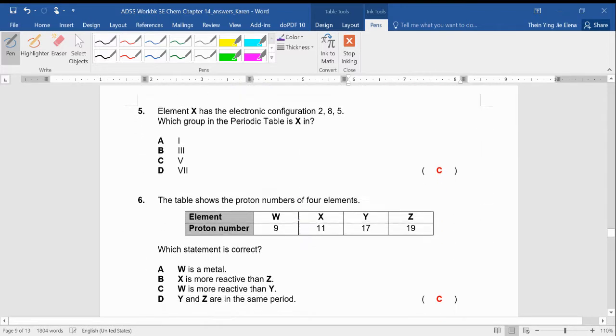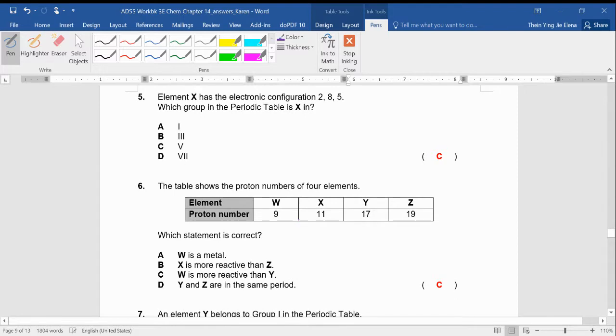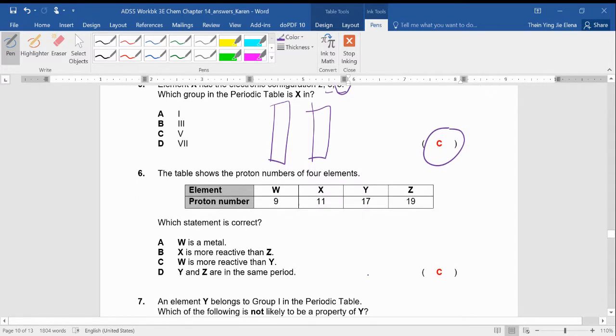Question 5. Element X has the electronic configuration 2, 8, 5. So, which group in the periodic table is X in? Alright, so if you're in group 1, you have 1 valence electron. If you're in group 2, you have 2 valence electrons. If you're in group 5, you have 5 valence electrons. So the answer is C, group 5. So I don't even need to look at the periodic table.